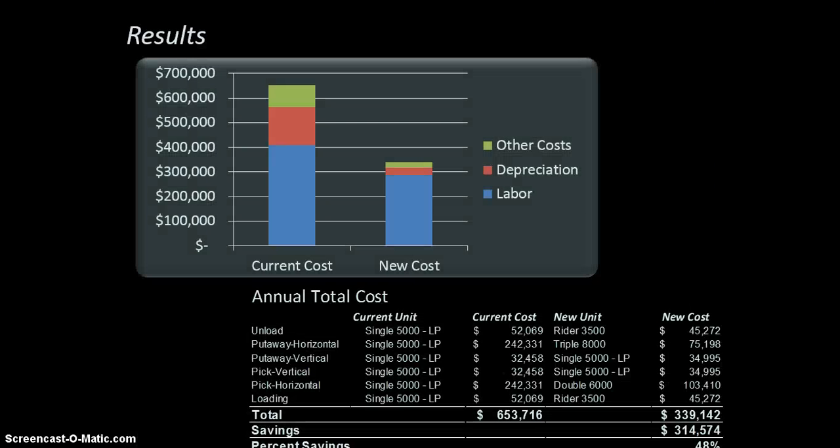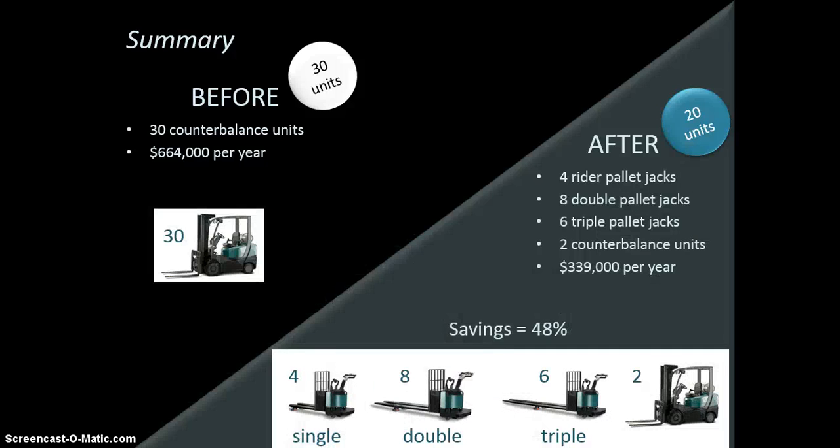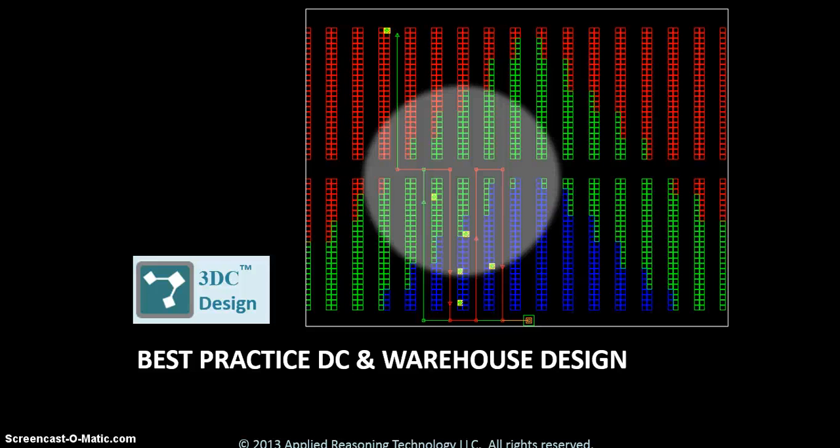The analysis is complete. The total cost of each layout scenario can be compared to the baseline total cost. In the example, a fleet of counterbalance units can be replaced with a fleet that combines counterbalance with rider pallet jacks for a significant cost reduction. 3DC design eliminates risk, bias, and subjectivity to find the lowest cost warehouse and distribution center design.